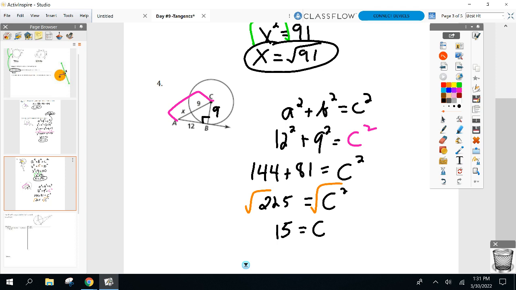15. That's the hypotenuse, right? Now we can say x is equal to 15 minus 9, 6. Maybe just a little more convenient than factoring.